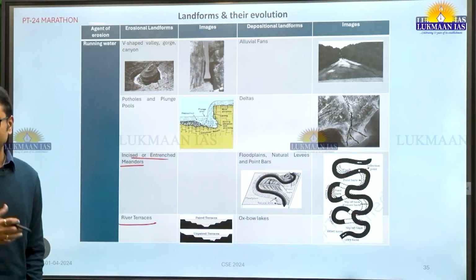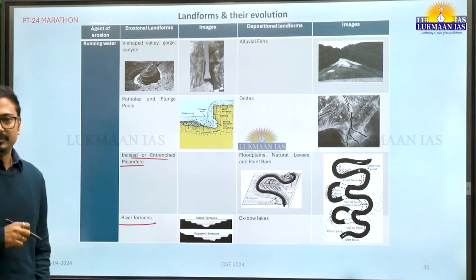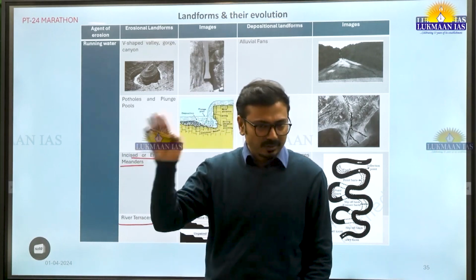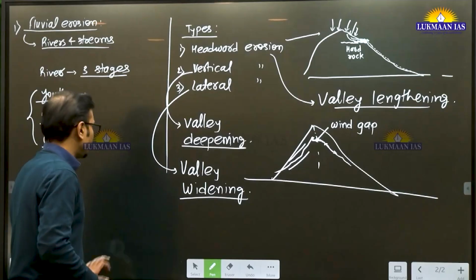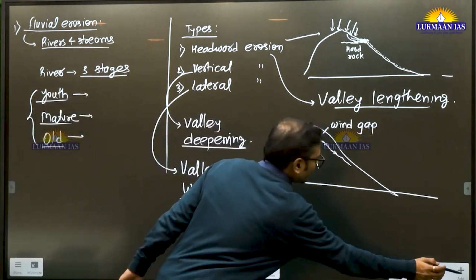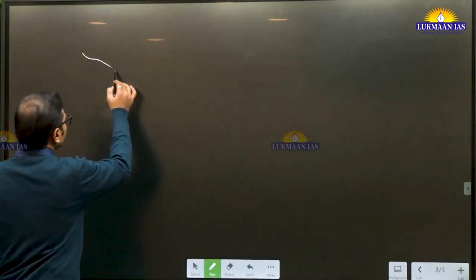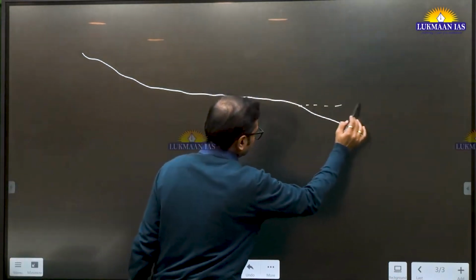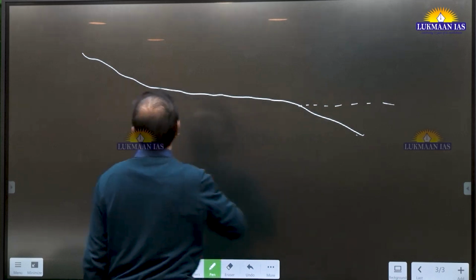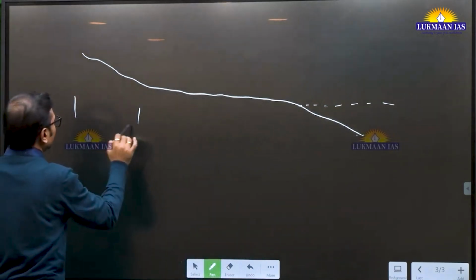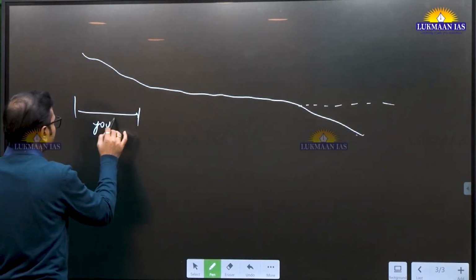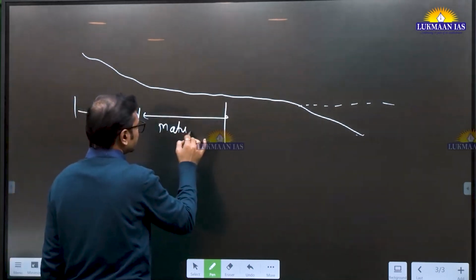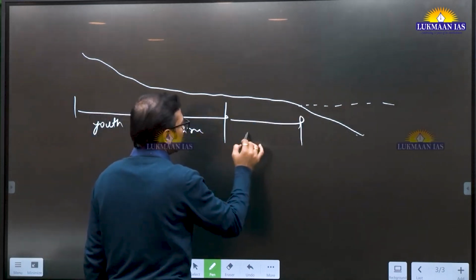For the mains examination it can be asked, but let me briefly explain to you. We said that there are youthful, mature and old stages of the river. Let me draw how it looks. Steeper slopes, then gentler slopes, and then the ocean. The river is flowing into the ocean. This particular region is where the river will be youthful. This region is where the river will be in the mature stage, and ultimately it will be in the old age stage.